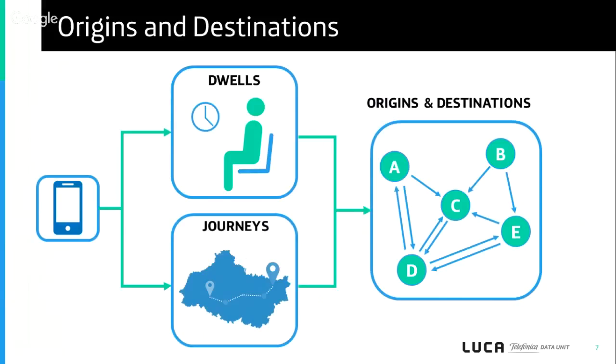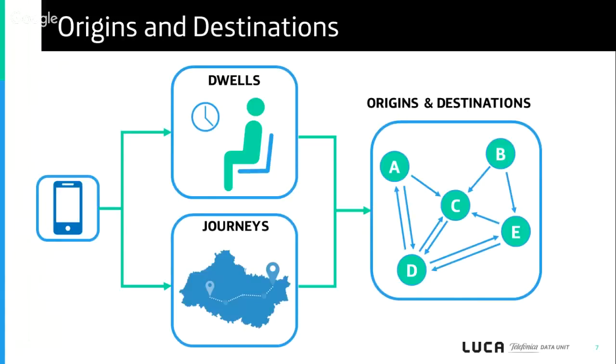So what do we do with all that data? We use that information to help us define where people are settling, where they're dwelling, where they're stationary, and the places where they move as well. We take all this events data and classify it into dwells and journeys.